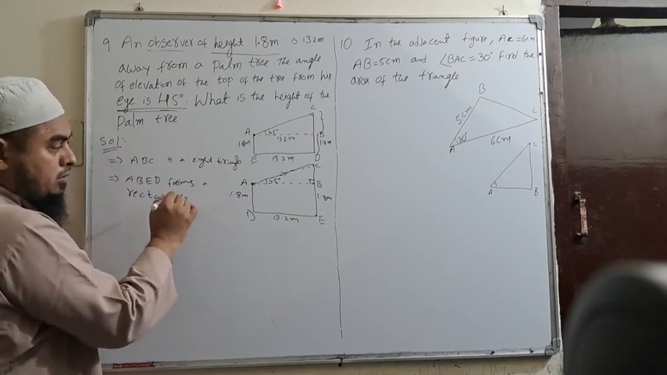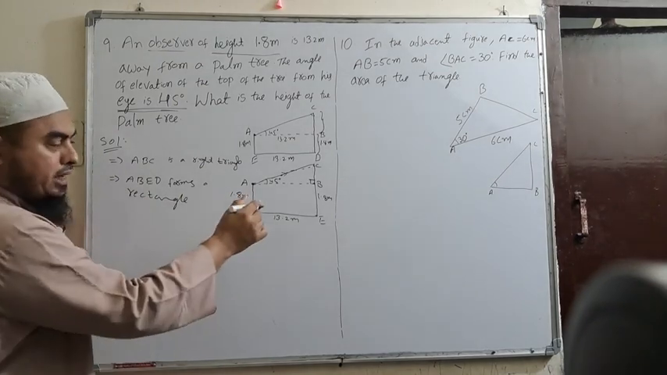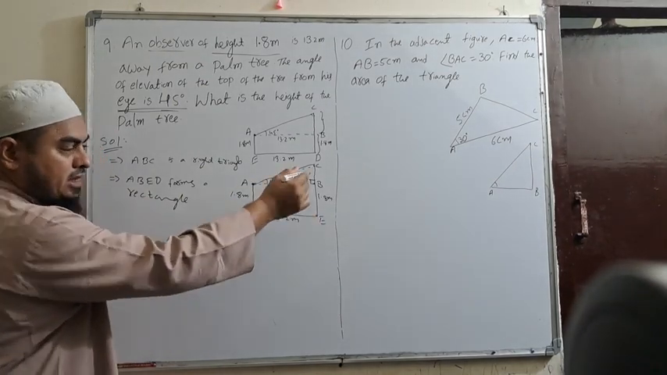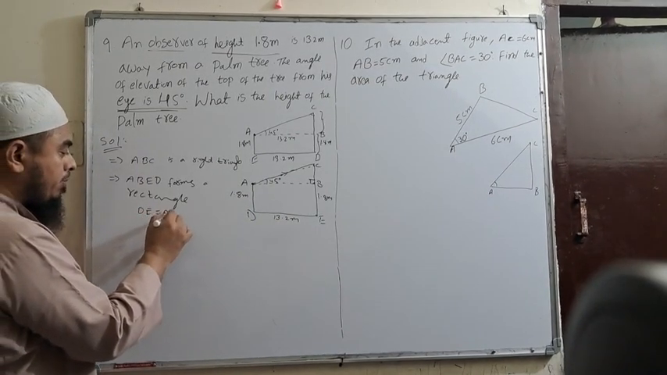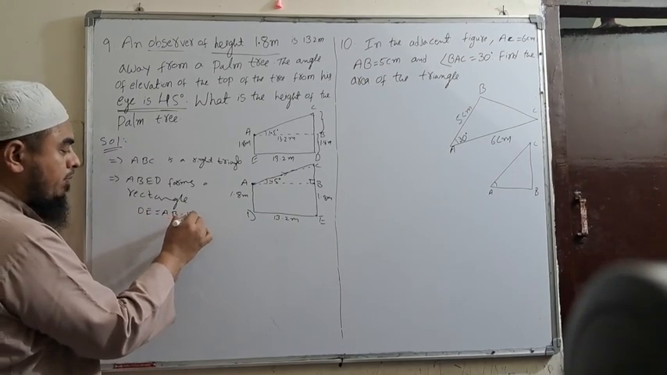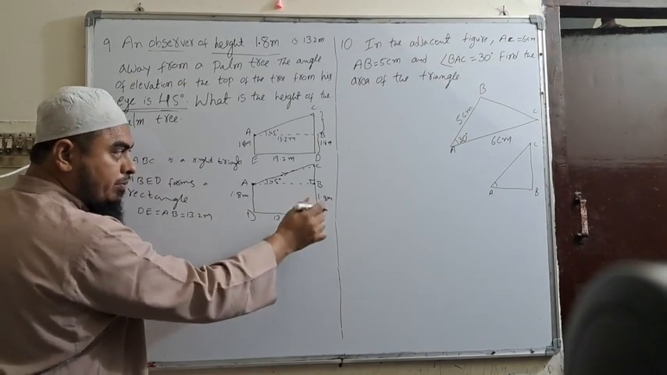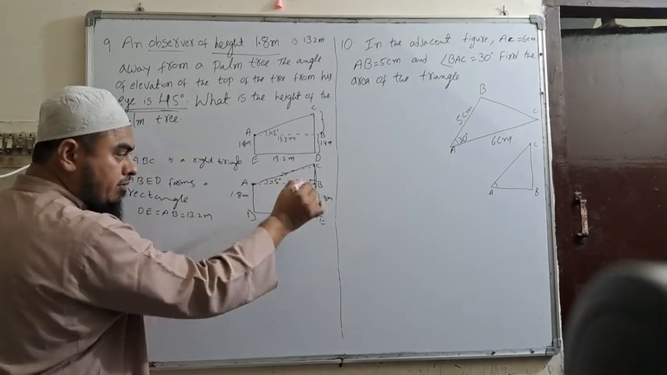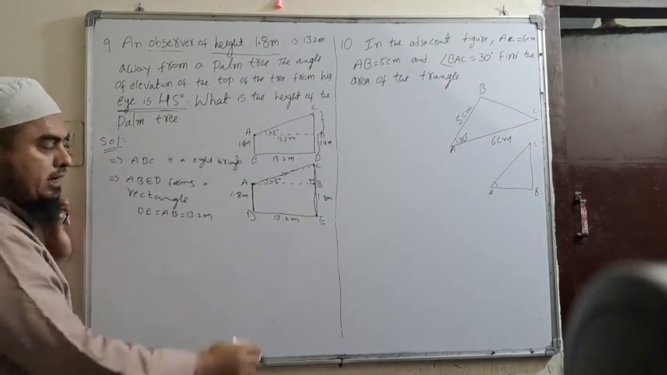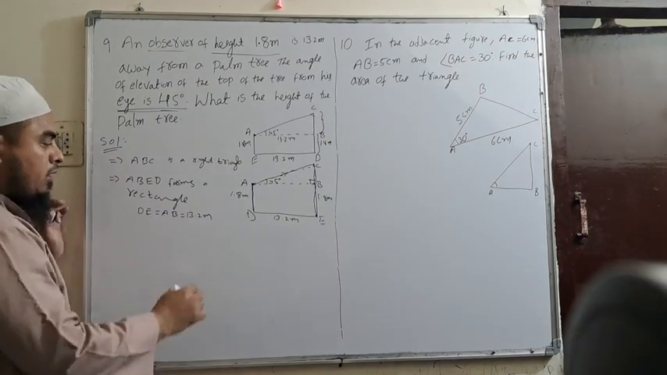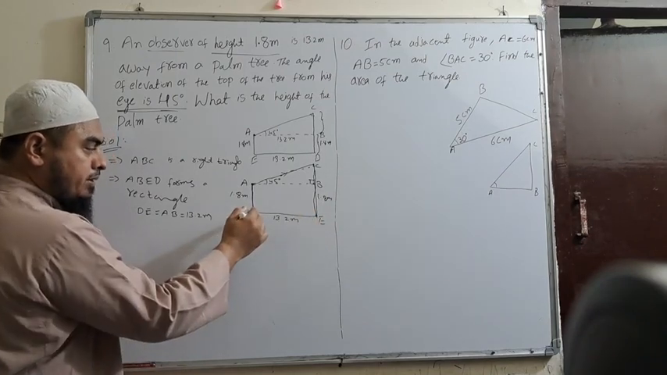Once this forms a rectangle, we know the properties of a rectangle, that opposite sides are equal, that is DE length is equal to AB. So we can write DE is equal to AB, which is nothing but 13.2 meters, the distance of the person where he is standing from the palm tree. This is the palm tree here, and here we have the person standing at a distance of 13.2 meters. So this is the distance between the bottom of the palm tree and the person's legs.